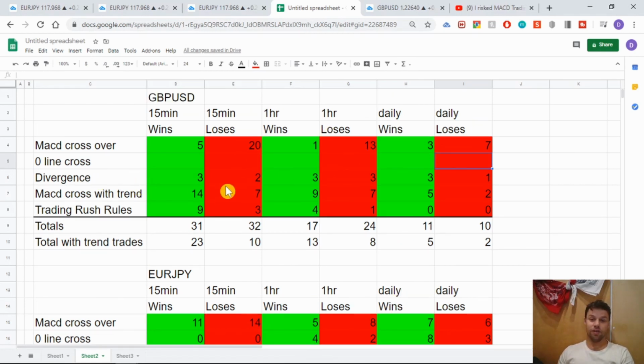For divergence, it was kind of breaking even. On the higher time frames, it seemed to do a lot better. Trading with the trend turned out to be very successful. A lot of these wins could easily have made 1.5%, so risking 1 to 1.5. So risk reward 1 to 1.5. So yeah, trading with the MACD cross with the trend is very successful.